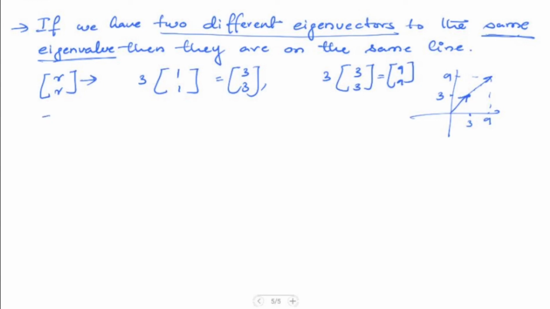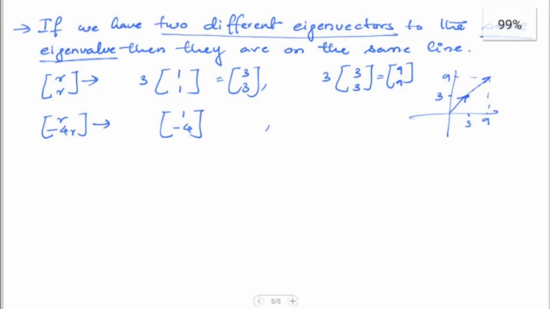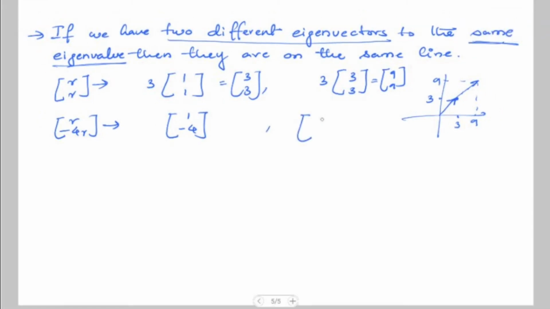Maybe we can also take the other vector example, which is r and minus 4r. So if we take two vectors, let's say 1 and minus 4 here, and then here we will take the vector 2 and minus 8, and then we have the eigenvalue for this vector here is minus 2. So they will be equal to minus 2, 8 here, and that would be equal to minus 4 and 16. So they both are also on the same line if you draw and see graphically.